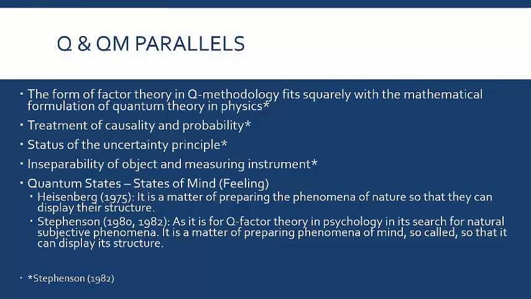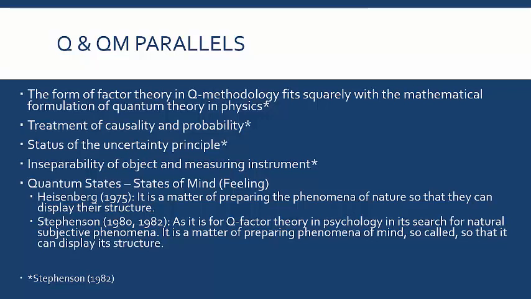So a little bit more about Q and quantum mechanical parallels. The form of factor theory in Q methodology fits squarely with the mathematical formulation of quantum theory in physics, right? We already talked about that. There is the similarity between treatment of causality and probability. We talked somewhat about the uncertainty principle in Q methodology. You can see why some of the political science people just skip over a lot of the theoretical aspects of Q, because they're like, I don't know what that means.